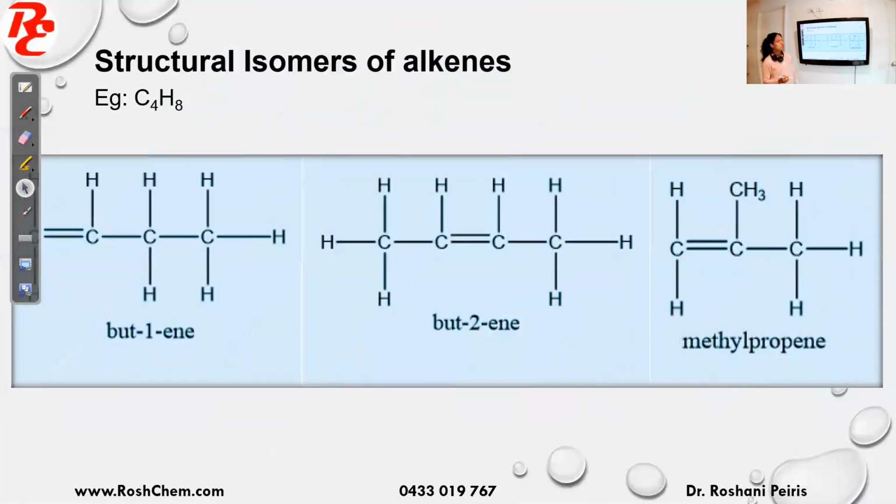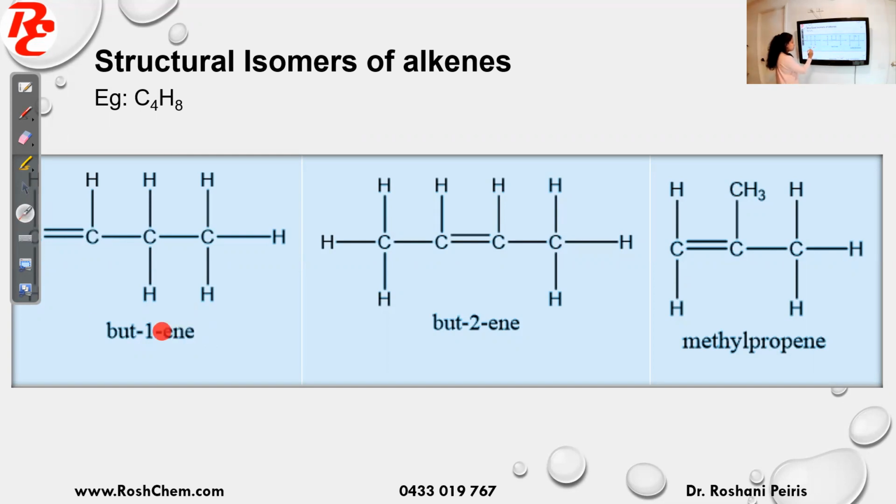Okay, structural isomers of alkenes. So what are isomers? Those are molecules with the same molecular formula but different arrangement of atoms. So C4H8 can exist in these three structures. In one structure, you can see you have 4 carbon atoms in one straight chain and the double bond is at the end of the chain. So it's on the first carbon. That's why I say but-1-ene.